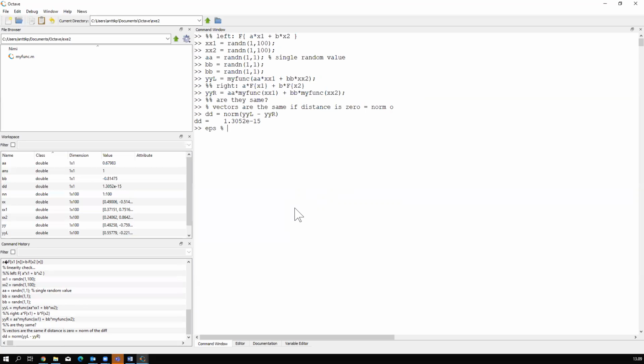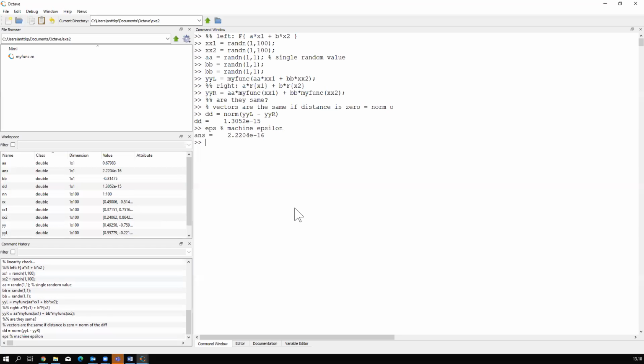Let's check what the machine epsilon is. This is using double precision floating point numbers, and our machine epsilon is 2.2 times 10 to the power of minus 16. I would say that the value we got is close enough to machine epsilon that this difference is actually zero. It's very, very, very small.